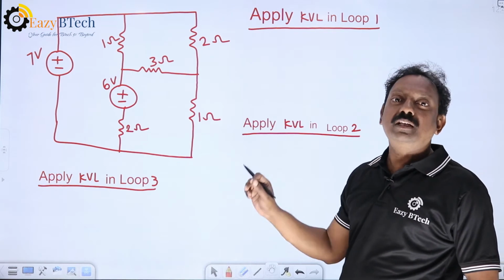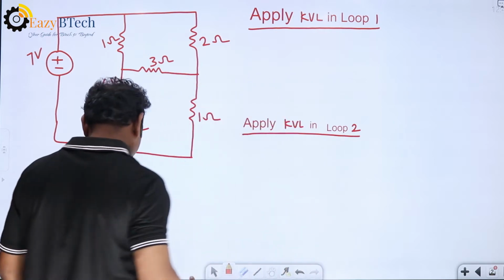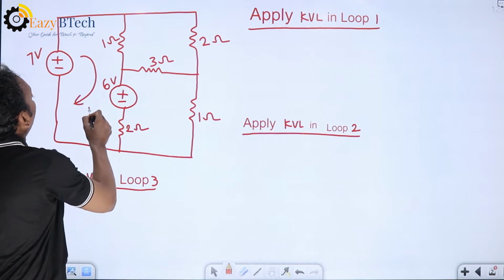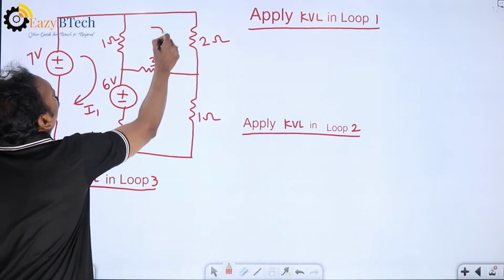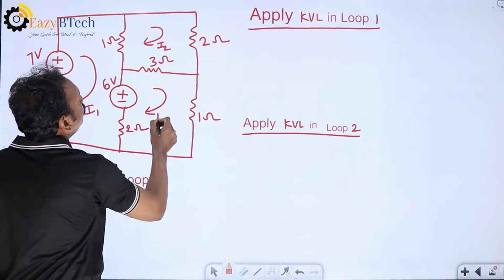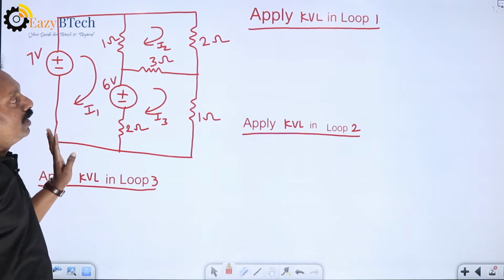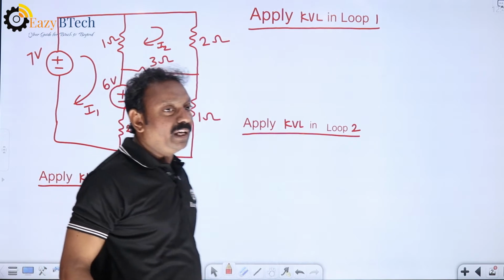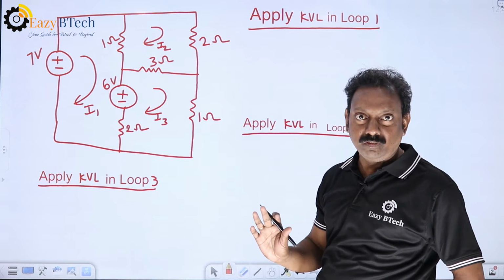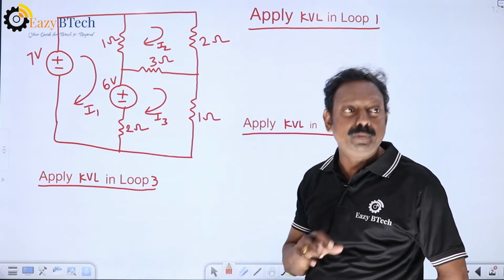So assume the currents I1, I2, I3. First loop current I am assuming I1. Second loop current I am assuming I2. Third loop current I am assuming I3. I1, I2, I3. Now, first I am applying KVL in a closed loop. So mesh analysis is nothing but KVL plus Ohm's law. So KVL, what is the KVL definition?